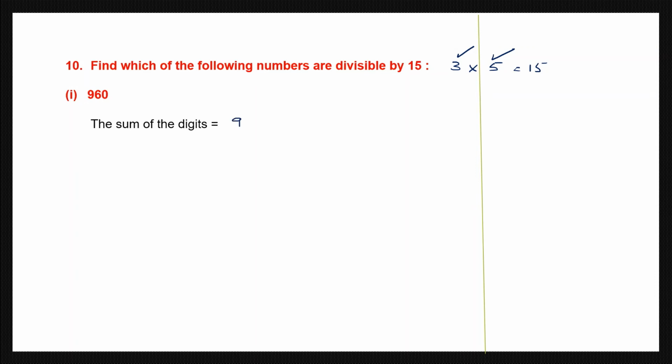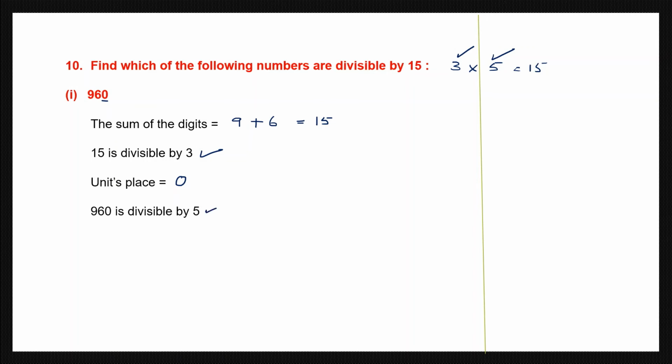So 9 plus 6 plus 0. 9 plus 6 is 15, and 15 is divisible by 3. So that means this number is divisible by 3. That is done. Now we are doing the test for 5. In the units place we have 0. That is the test for 5. Units place is 0, that means 960 is divisible by 5.